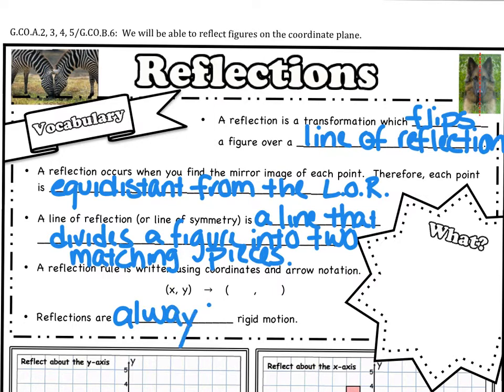be rigid motion. So just to summarize what we've talked about in this top vocabulary part, when we are talking about our reflections, the main thing that you need to remember is that a reflection is a flip. So you are going to be flipping that figure left, right, up, or down, depending on what axis you are flipping over.